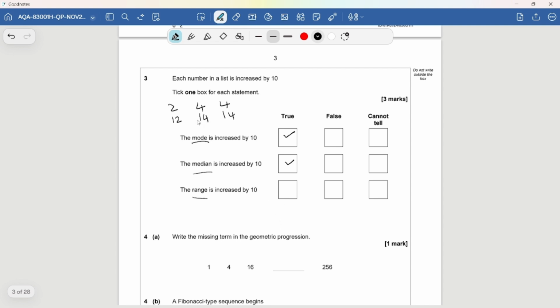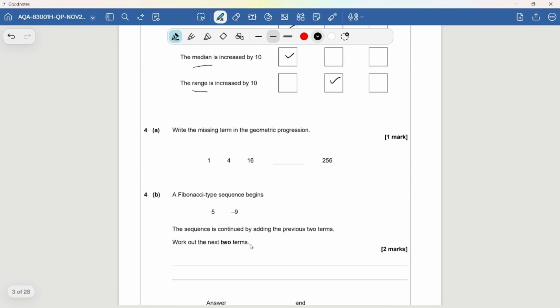What about the range? Previously, the range was the highest value minus the lowest. So 4 minus 2 is 2. Now the highest is 14, minus 12, is again 2. So here we see the range is not altered even though I have changed each and every number in the data. So is the range also increased by 10? No, it's false. The range remains the same.